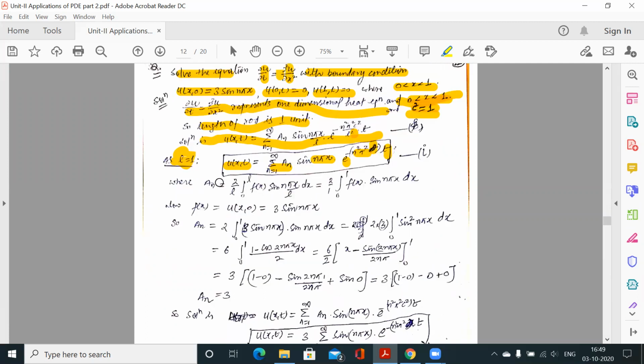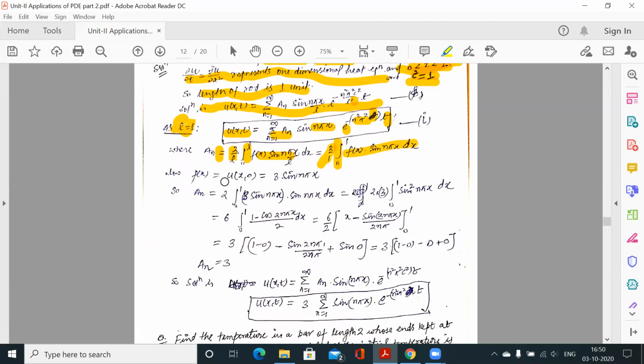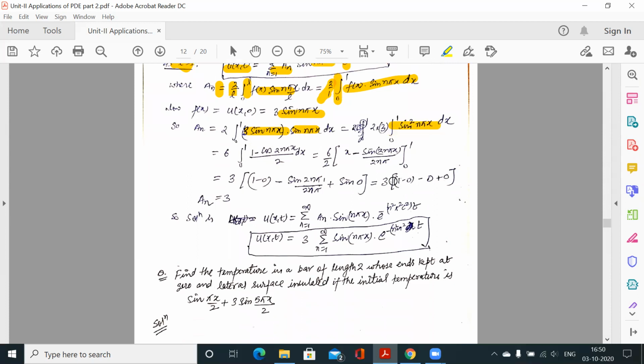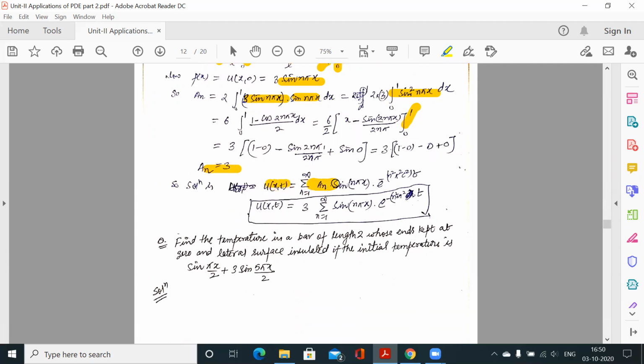So this is the solution where an is 2 by L, 0 to L, f(x) sine n pi x by L. So again substituting the value of L, which is 1, 2 by 1, 0 to 1 f(x). And what is f(x)? f(x) is 3 sine n pi x. So 3 sine n pi x, this is sine n pi x already, it was there. Now simple integration. By simple integration and applying the limits 0 to 1, we will get an as 3. So the solution is u(x,t) equal to this, where an is 3.